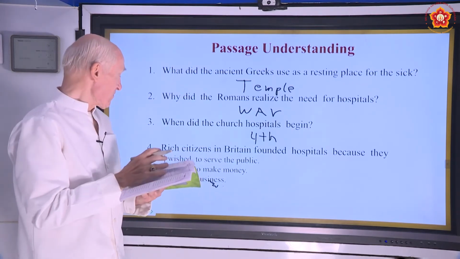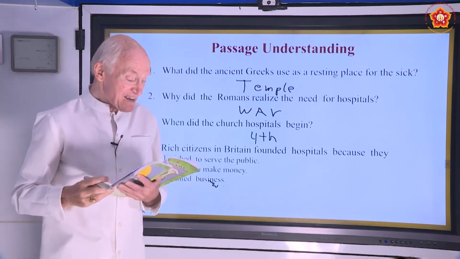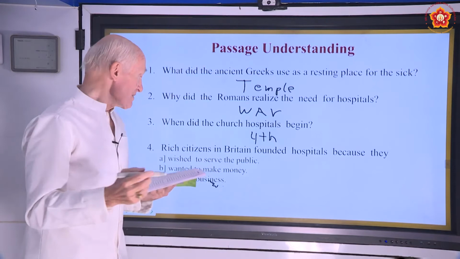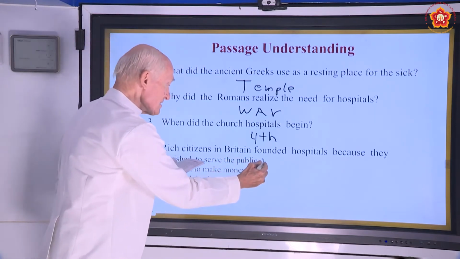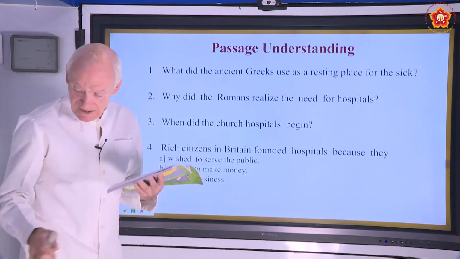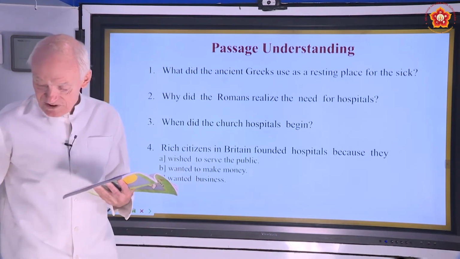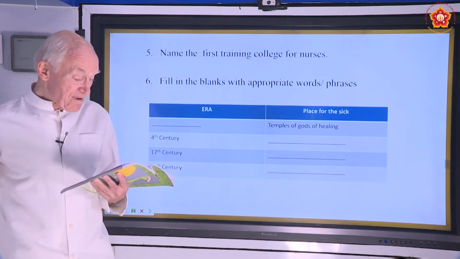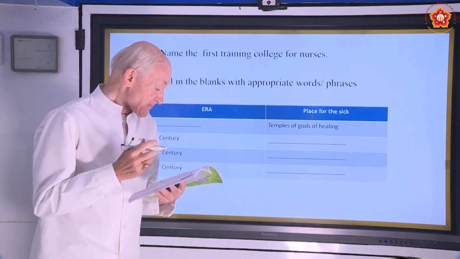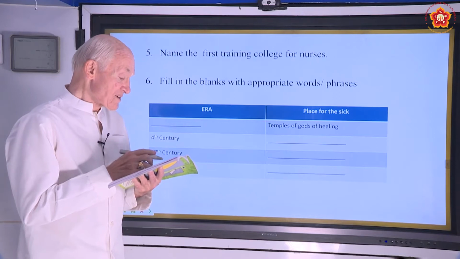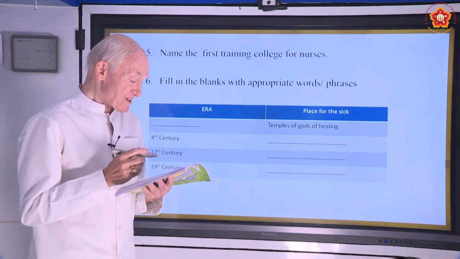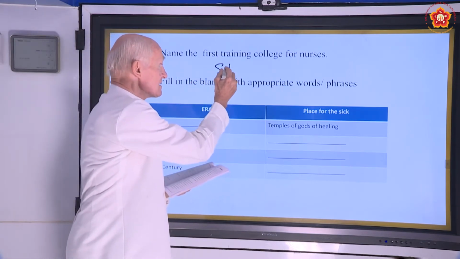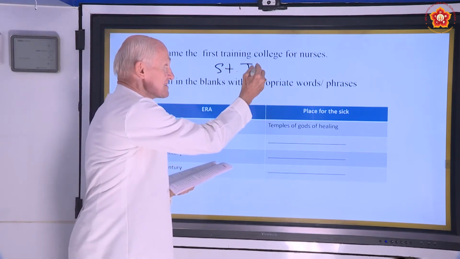And number 4, rich citizens in Britain founded hospitals. Why? Well, they wanted to serve the public. We have the answer right here. Serve the public. So let's go ahead to the second set of questions. Number 5. As you remember, they had a training college for nurses. And what was the name of that? That was St. Thomas.